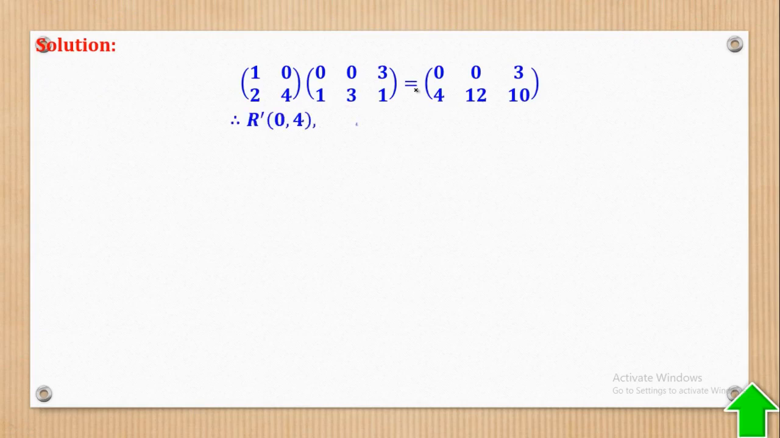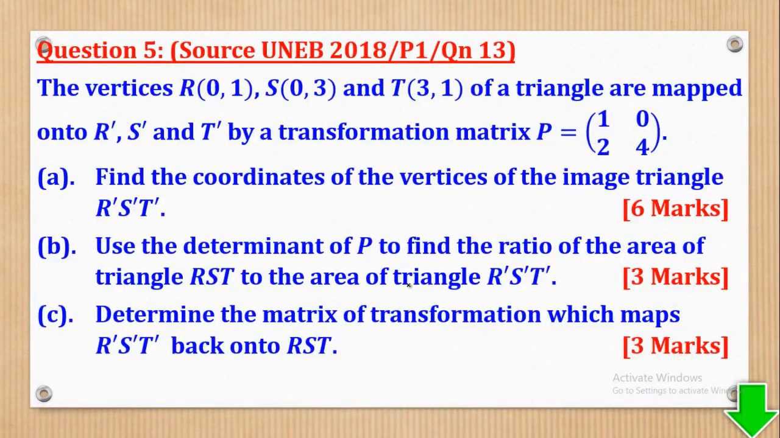We already covered how to multiply matrices under the topic of matrices, and it's available on this platform. So that means that R prime is that, S prime is that, and T prime is that. We have to remember to write in coordinate form. Then part B. Part B says use the determinant of P to find the ratio of the area of RST to the area of R prime, S prime, T prime.